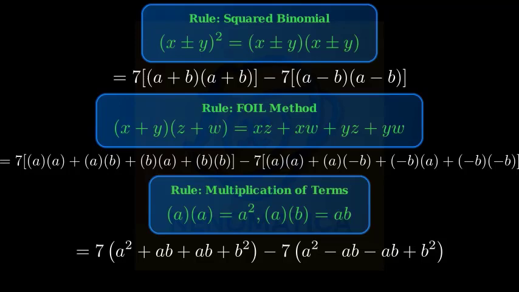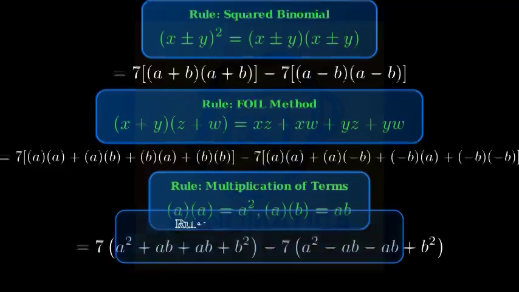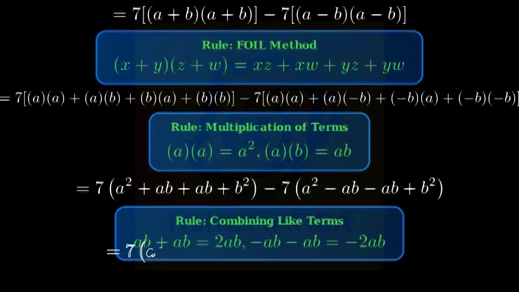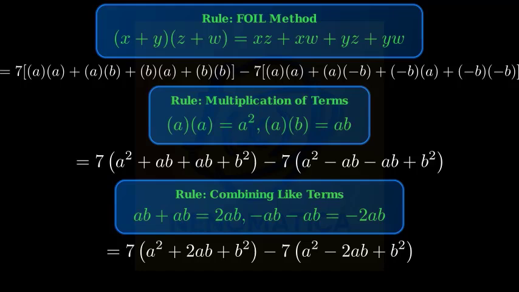Let's combine like terms within each parenthesis. We'll add the terms ab plus ab to get 2ab in the first expression, and negative ab plus negative ab to get negative 2ab in the second expression. This gives us 7 times the quantity a squared plus 2ab plus b squared, minus 7 times the quantity a squared minus 2ab plus b squared.